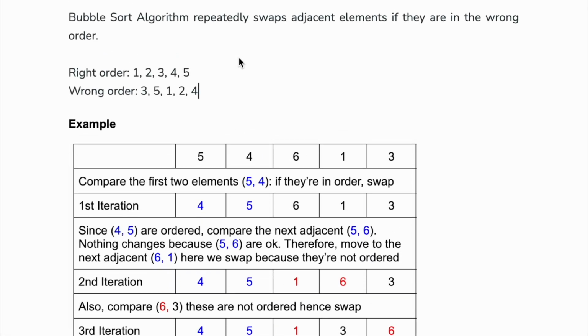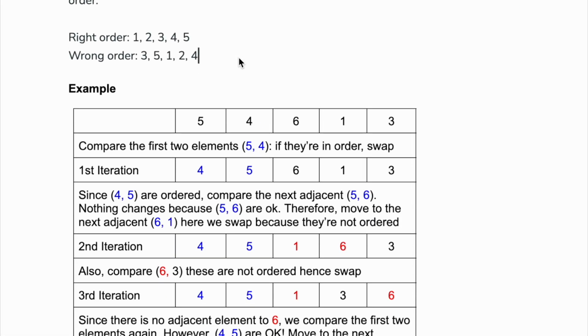Okay, what is a bubble sort algorithm? Bubble sort algorithm repeatedly swaps adjacent elements if they are in the wrong order. When we are talking about wrong order, let's compare. Right order, when you count 1, 2, 3, 4, 5, 6, you will see it is in what? Ascending order. Okay, order of importance.